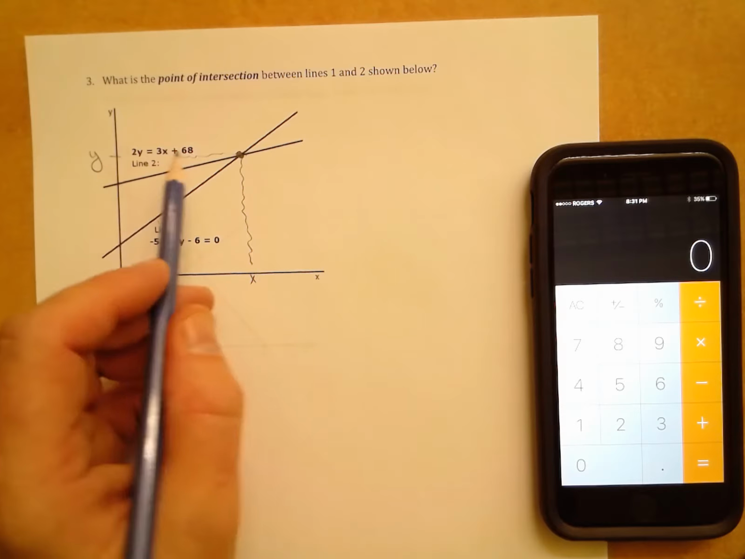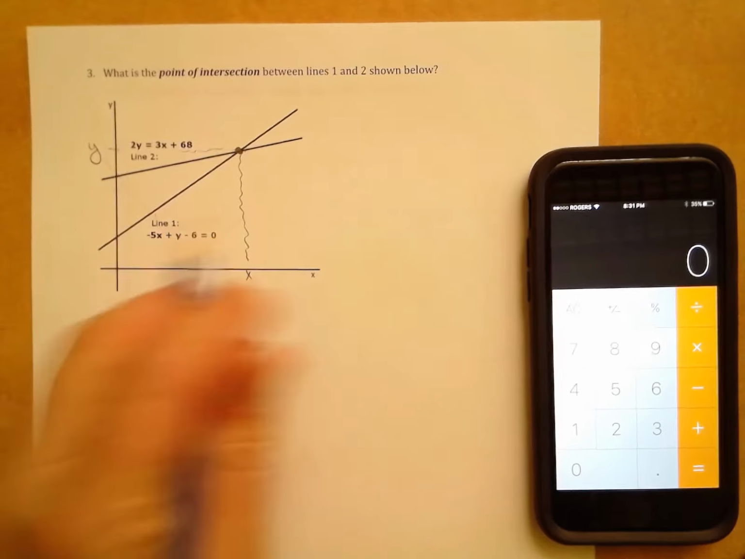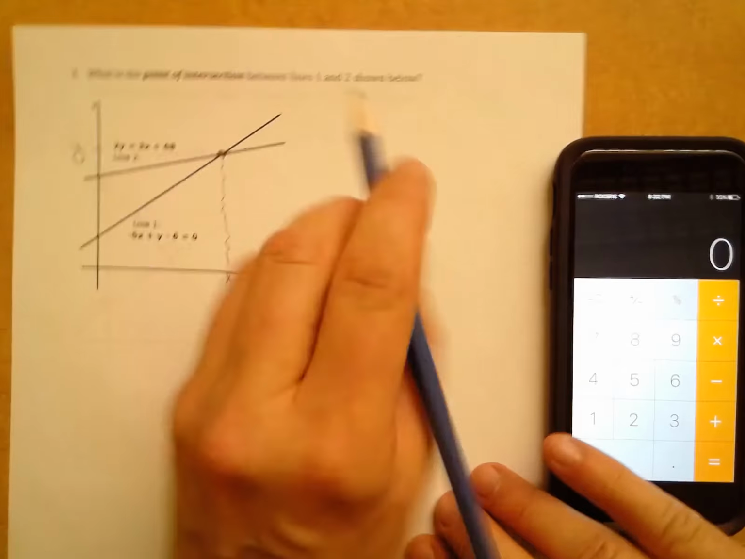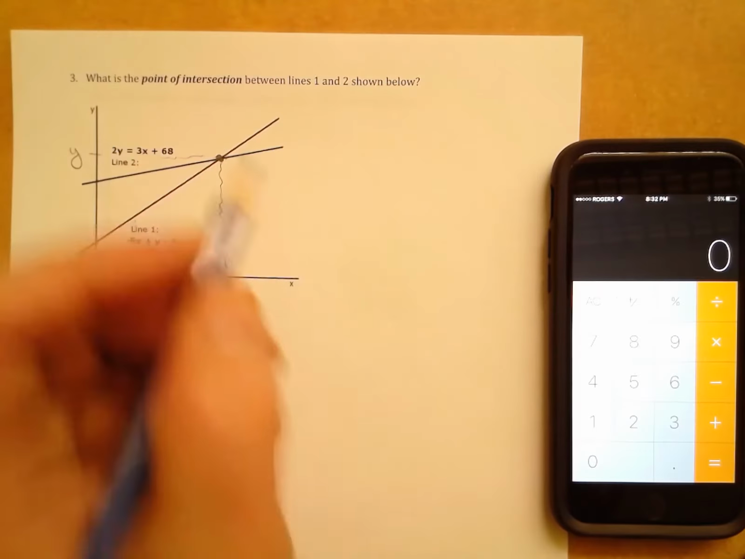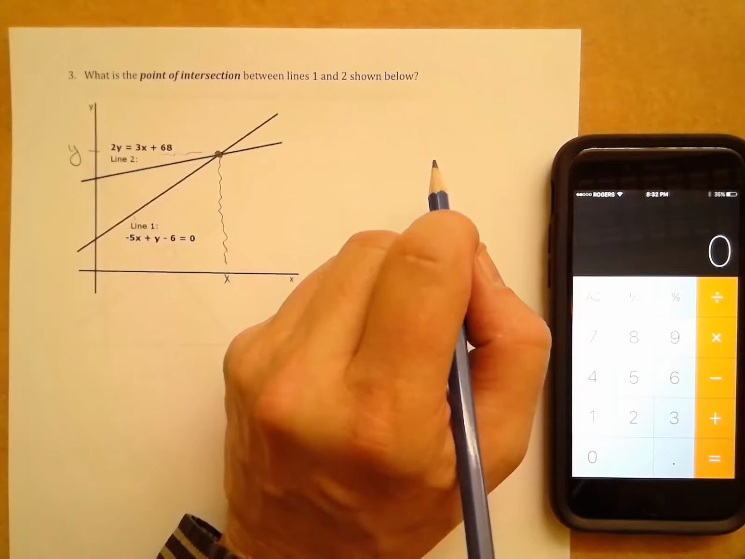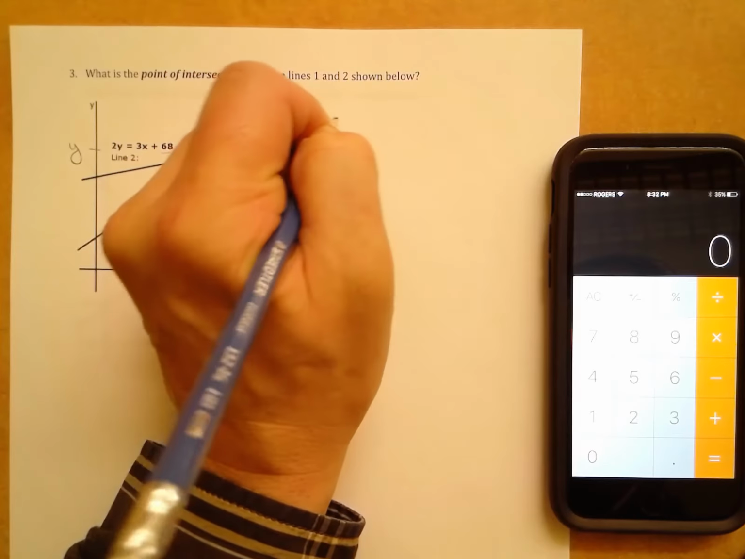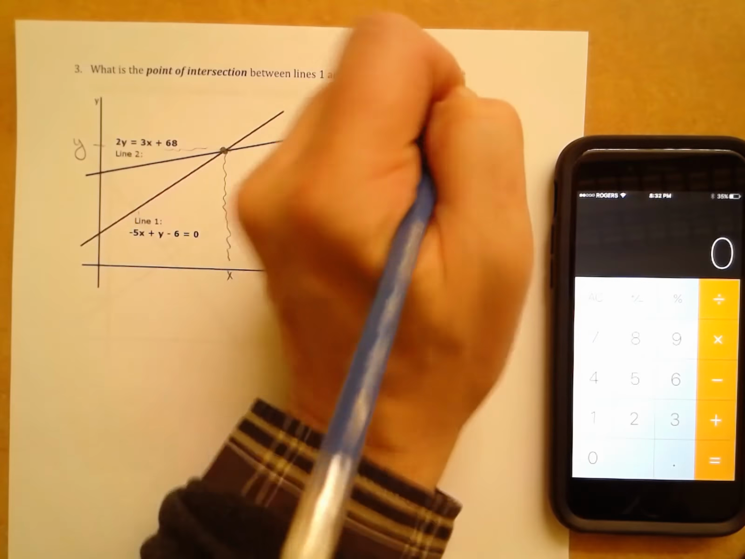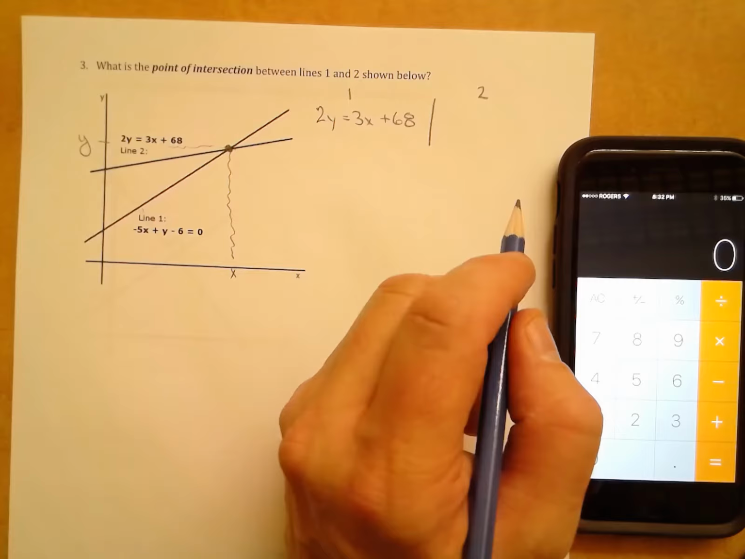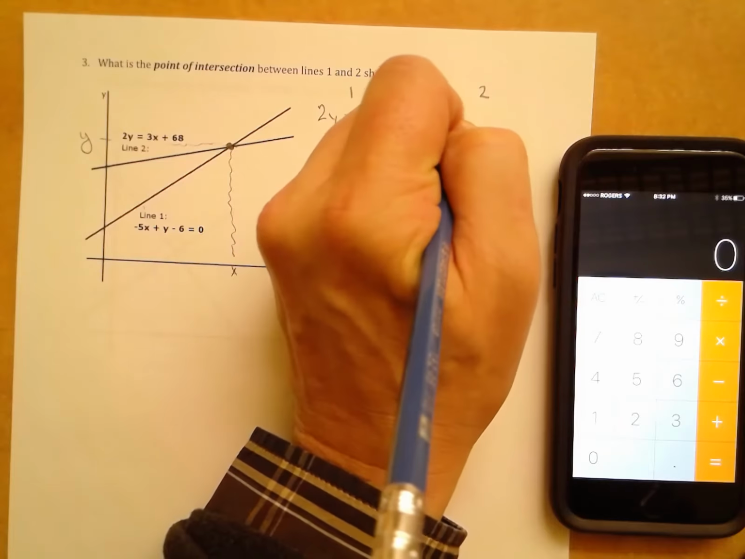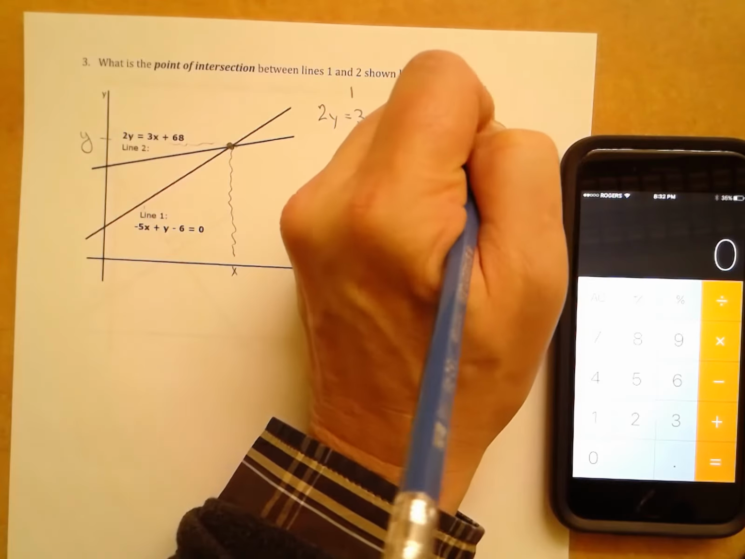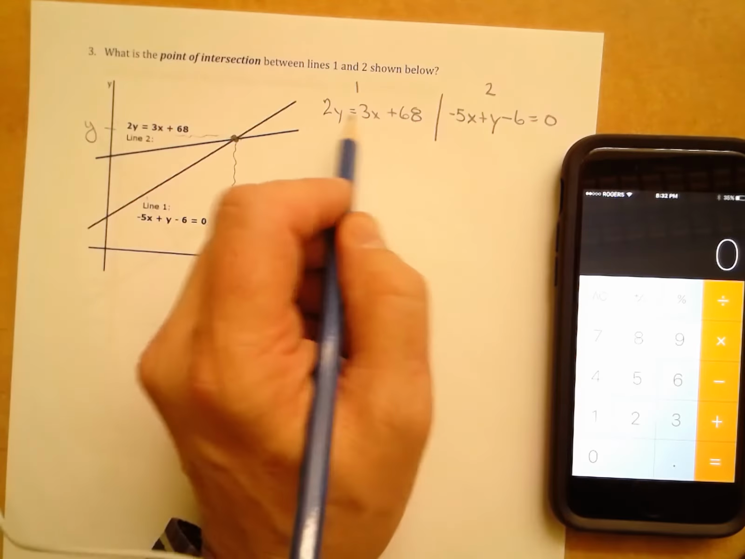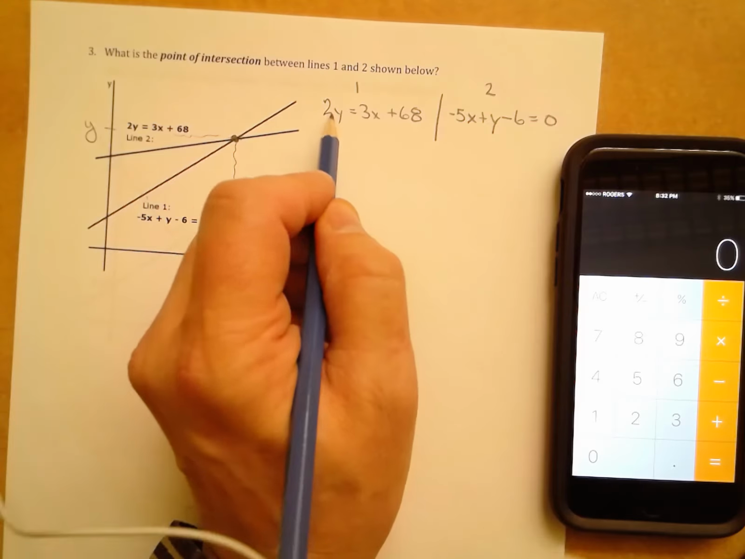So really, the equations are given to us, and so we can go ahead and start working with those. The first step, of course, is we have to isolate y in both equations. So up here, I'll take a second and rewrite those equations. Okay, so 2y is equal to 3x plus 68 is equation number 1. And I'm just going to show you equation number 2 also, which is negative 5x plus y minus 6 equals 0.